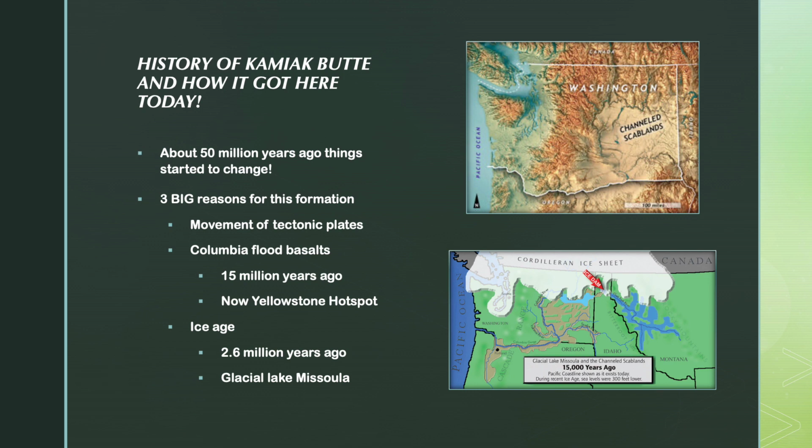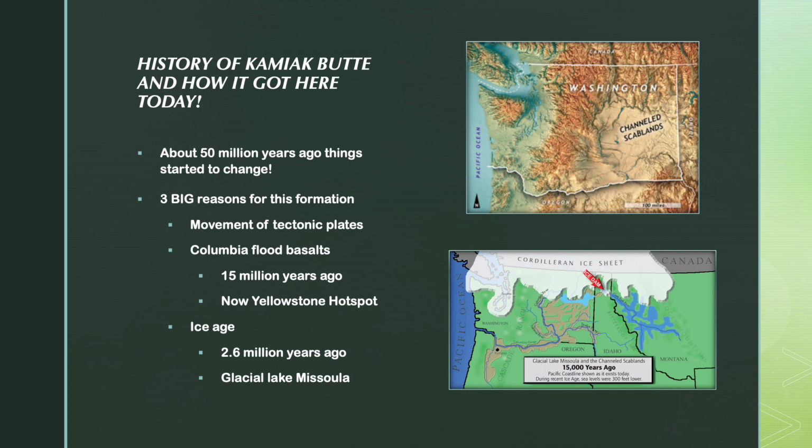The second big reason is the Columbia flood basalts. That started to happen 15 million years ago, and now it is the Yellowstone hotspot. It moved all the way from the coast of Washington all the way to where it is in Yellowstone now. What this did to the landscape was viscous basalt and magma came from deep in the mantle and surface spreading all over Washington to make scablands.